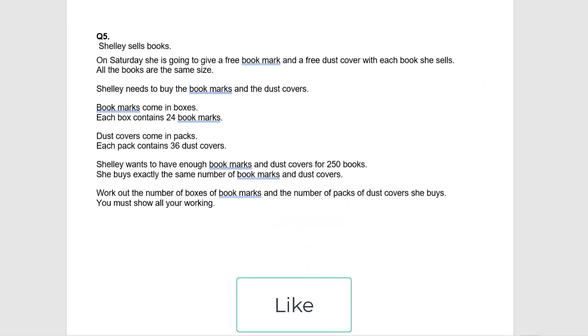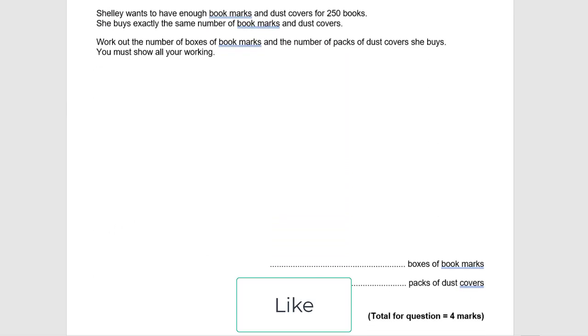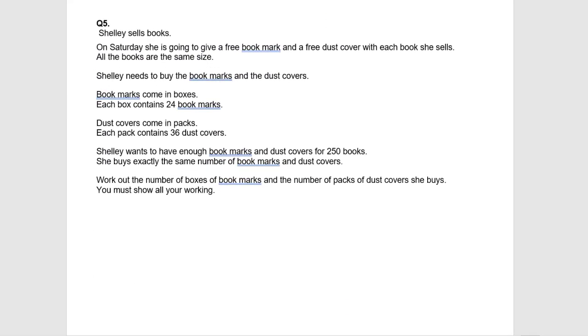Next, question 5, very wordy, and it's worth 4 marks. Shelley sells books. On Saturday she is going to give a free bookmark and a free dust cover. Very generous. With each book she sells. All the books are the same size.